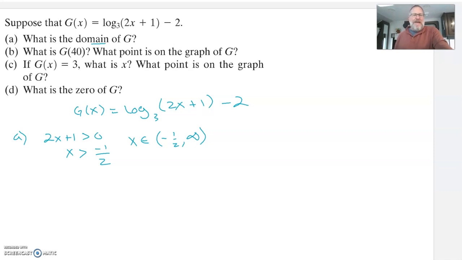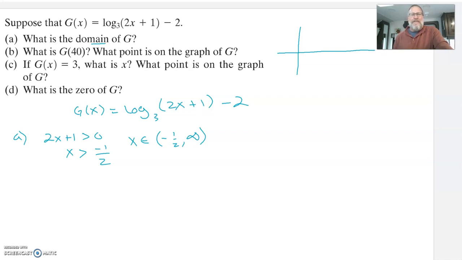Before I do B, I want to talk about this graph for a second. Could I have just graphed it and got the domain? And would that be helpful? My answer to that is almost always yes. If you can think of the graph, if you can even Desmos it, I don't care. Do so. It can't do anything but help.